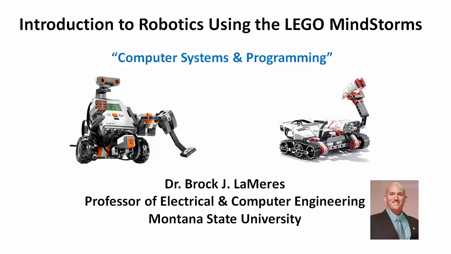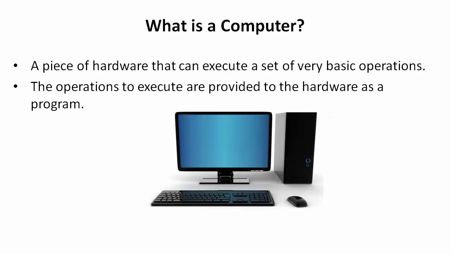Now let's take a look at computer systems and computer programming. So to begin with, what is a computer? Just in the most general sense, a computer is a piece of hardware that is designed to execute a set of very basic operations. These operations are predefined, they're built into the hardware. But you can tell the computer which operations to execute, in what order, and whether to repeat those operations by providing the hardware what is known as a program.